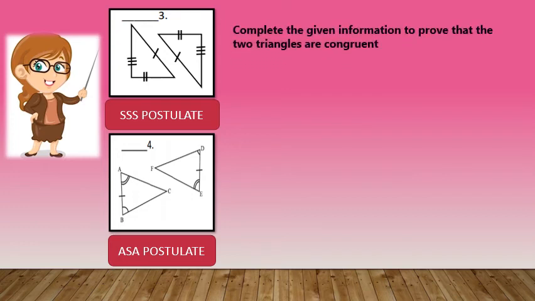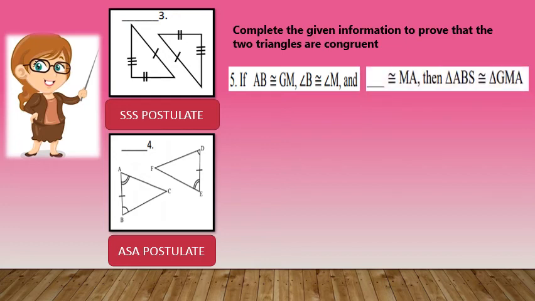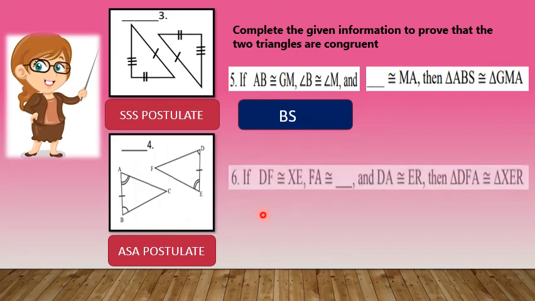Now let's do another one. Complete the given information to prove that the two triangles are congruent. Number 5. If AB is congruent to GM, angle B is congruent to angle M, and blank is congruent to MA, then triangle ABS is congruent to triangle GMA. So the answer is BS congruent to MA.